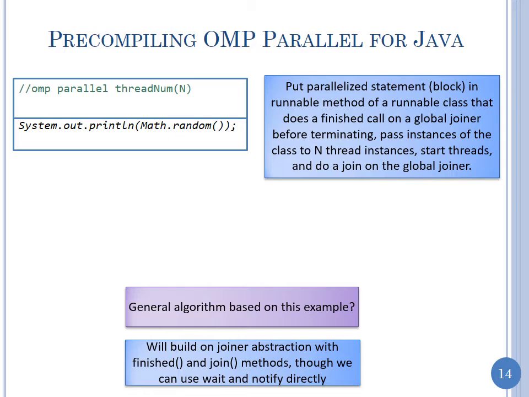We, meaning the creating thread, will start the threads, and then it will go and do a join on the global joiner. Right? So what we did in A2, the joiner abstraction, is being directly used here. Okay. So let us now go and complicate matters.